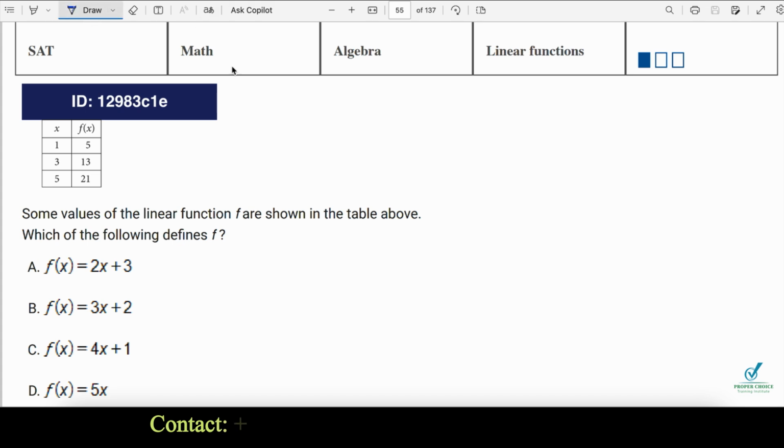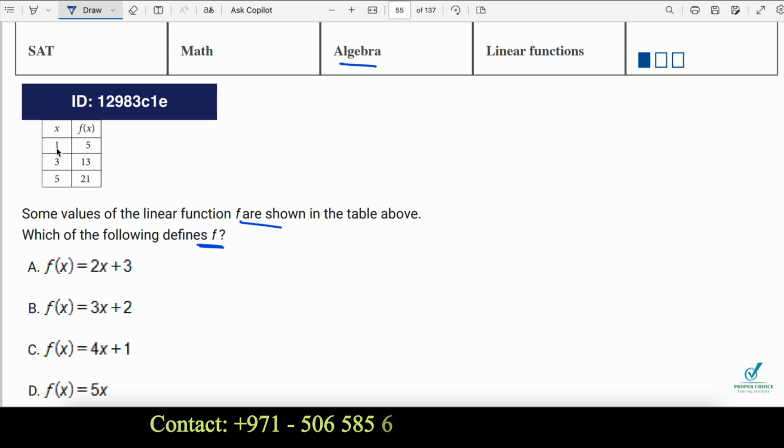So this is the question on algebra, which is linear functions, and I think it's a simple one. It says some values of linear function f are shown in the table above. Which of the following defines f? They are saying that when the value of x is 1, f(x) should be 5. When x is 3, f(x) is going to be 13. Which option? You can just check it out.